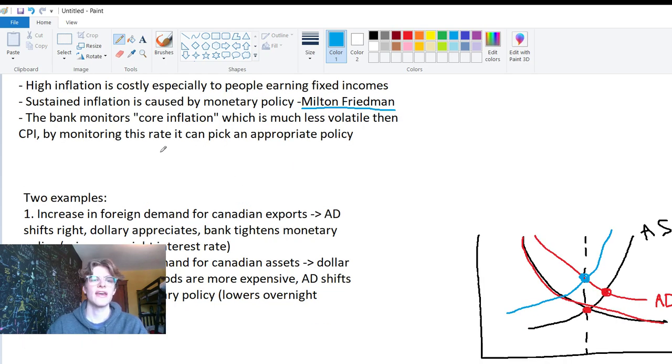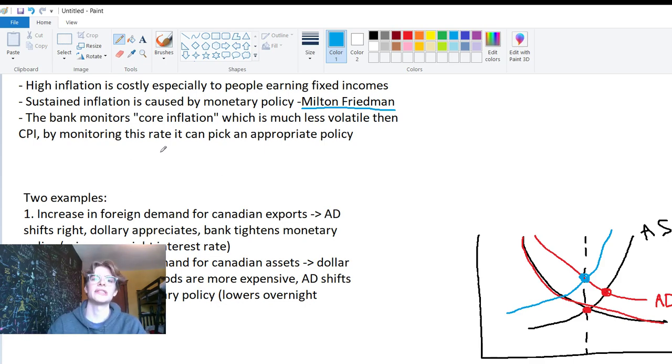And then the bank is going to monitor core inflation instead of the CPI. The CPI is the average price of this whole basket of goods, but it has things in it like oil and energy prices and various fruits and things whose prices shift a lot more. There's a graph in the textbook that shows the difference between core and CPI, and CPI is a lot more volatile. They usually shift in the same direction, but CPI will shift more than core.